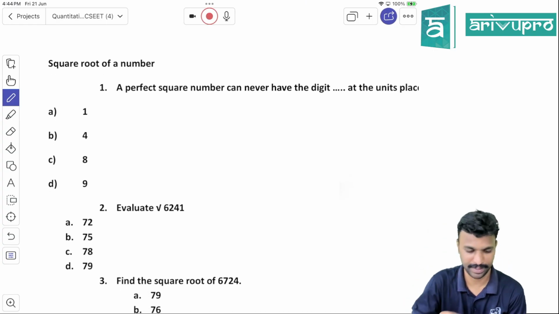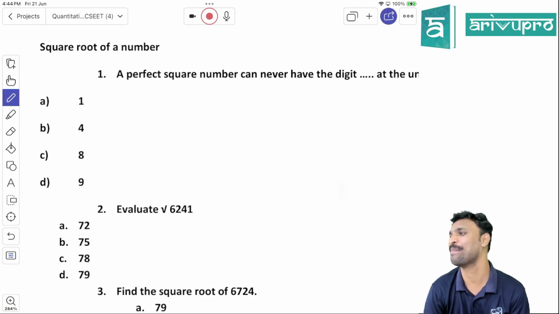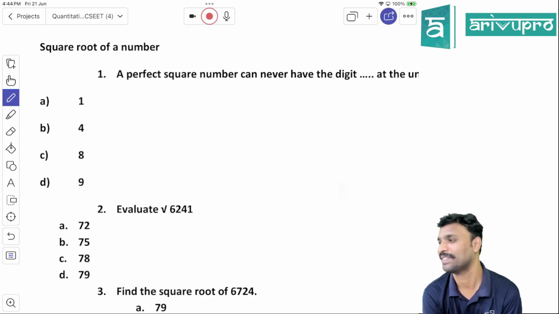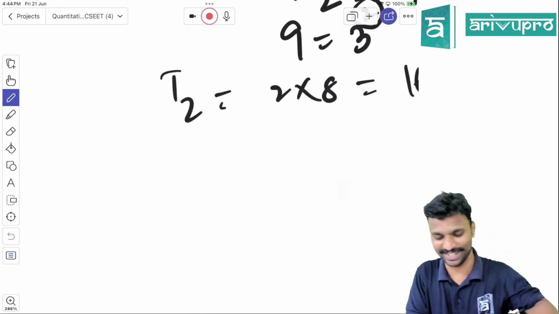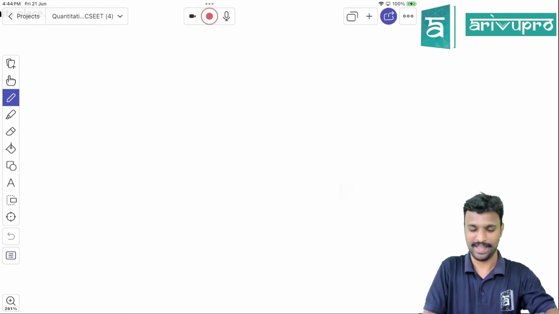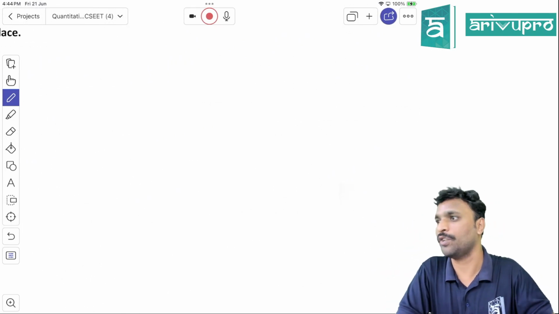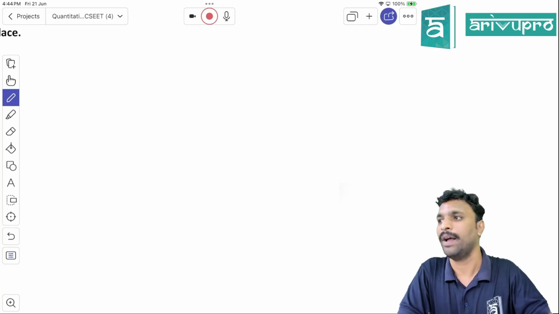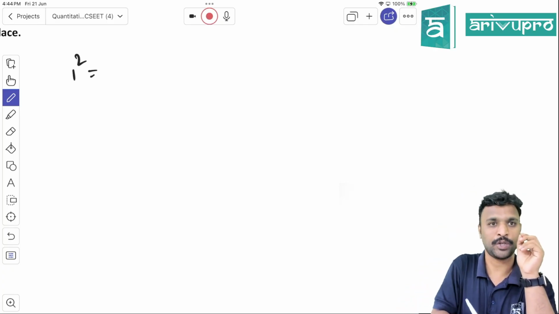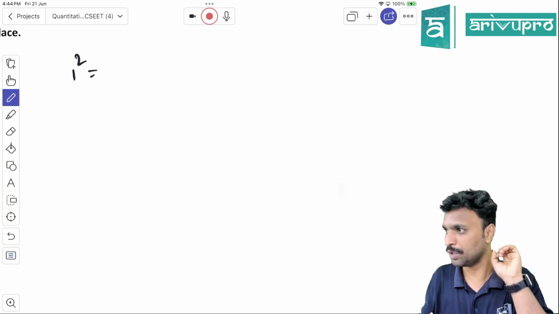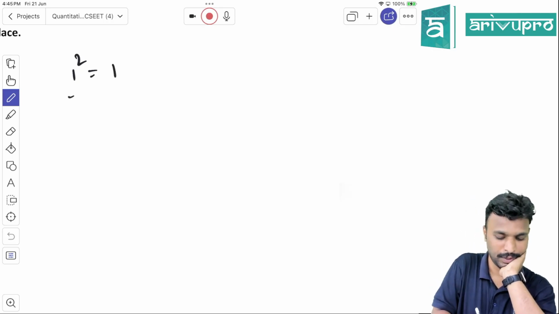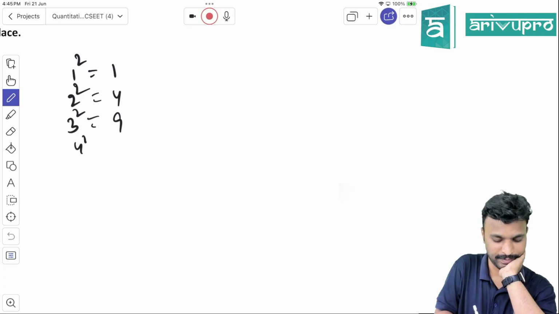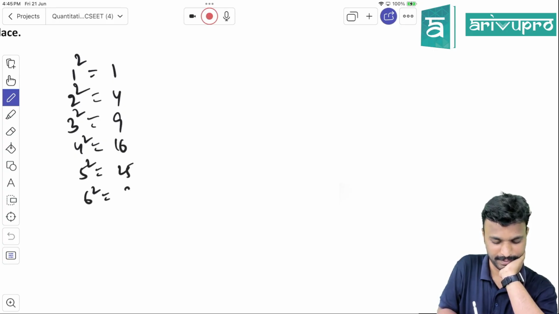Last concept. Square root of a number. Look, the best way to find square root of a number: first, 1 square to 10 square, you have to know. What is 1 square? 2 square. 3 square. 4 square. 5 square. 6 square.